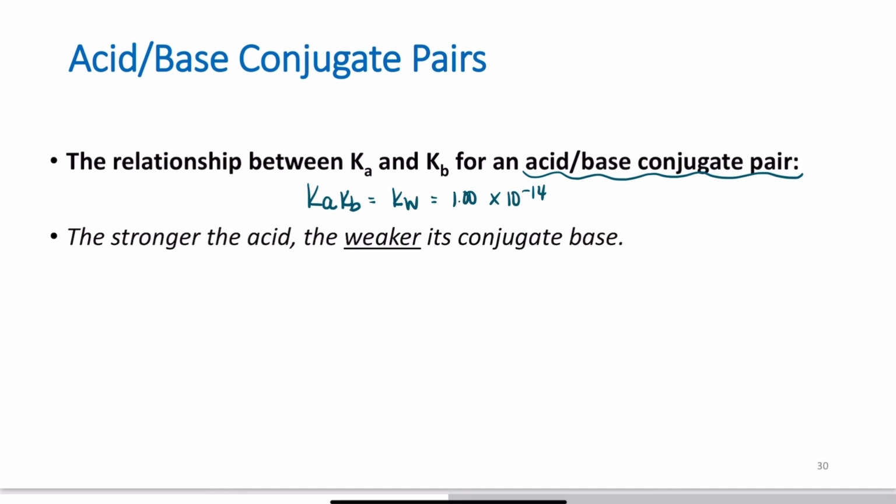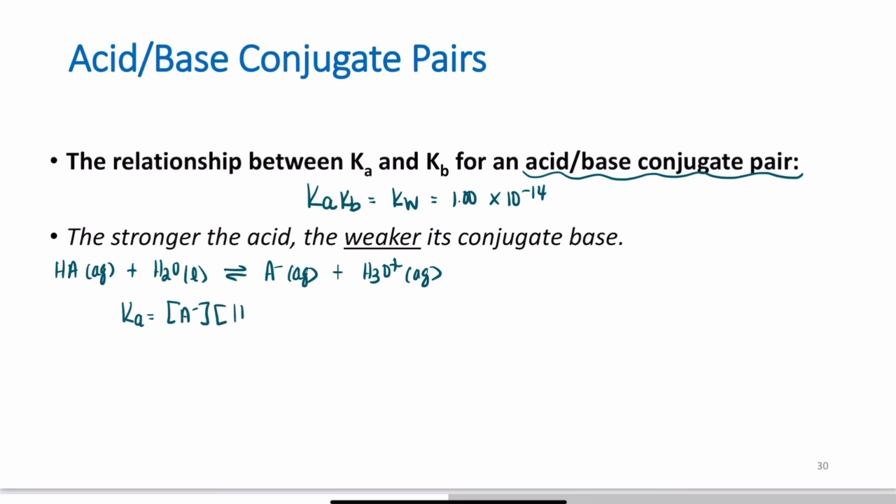But let's go ahead. You do not need to know this derivation for me, but some students understand the derivation better, so let's go ahead and look at it. If I look at an acid, HA plus H2O in equilibrium, this is going to form A minus and H3O plus. The Ka value here is the concentration of A minus times H3O plus divided by HA.